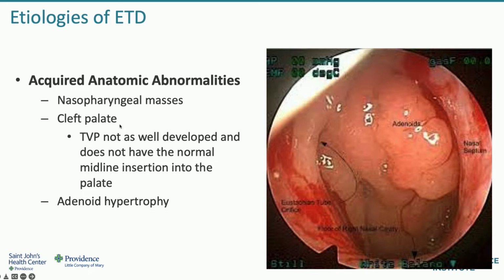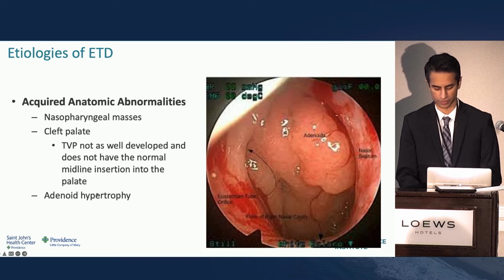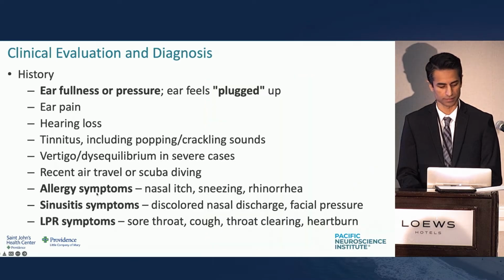So cleft palate kids are so prone to middle ear infections and effusions that we almost universally put tubes in them when they're getting their cleft lip or palate repaired. And then adenoid hypertrophy, which is something that we see commonly in kids. So when we see these patients, history is the most important to try to decipher what they're experiencing and what the diagnosis is, I think.